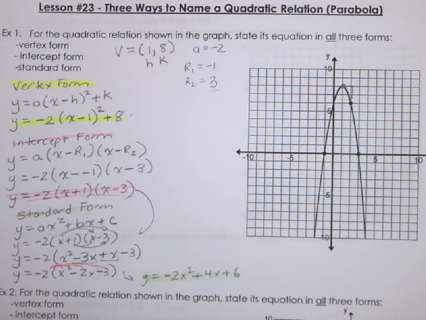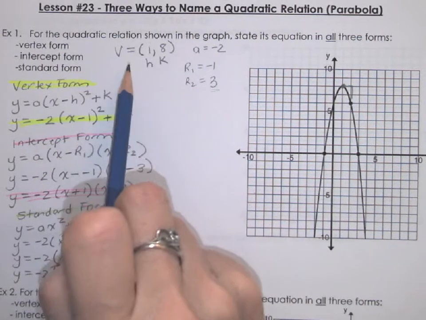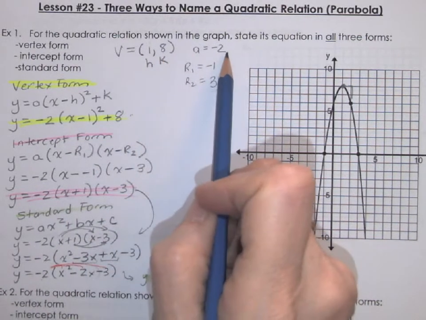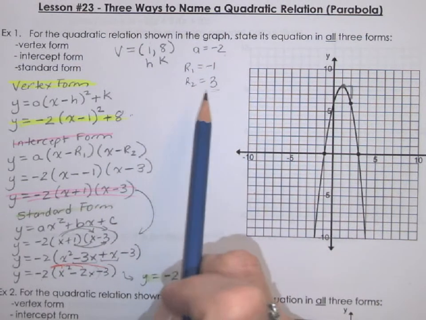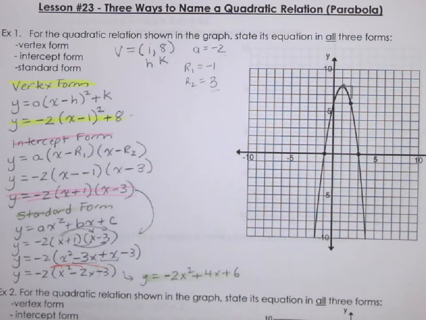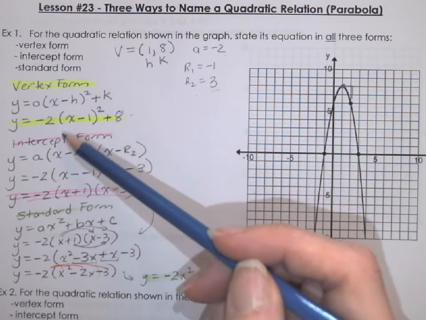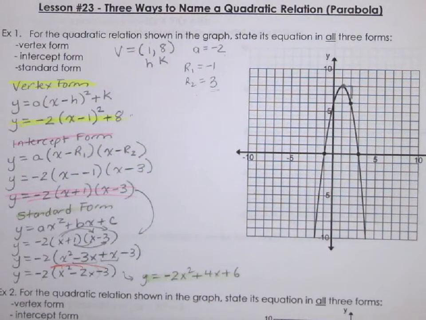So that's kind of the most straightforward example you could get, is when you're given so much information. You're given the vertex, you're given a point to figure out the a value without doing any calculations, and you're given the points for the x-intercepts as well. Then it's pretty straightforward as long as you know the general forms. So I would suggest have the general forms written out somewhere for you to refer to and use them.